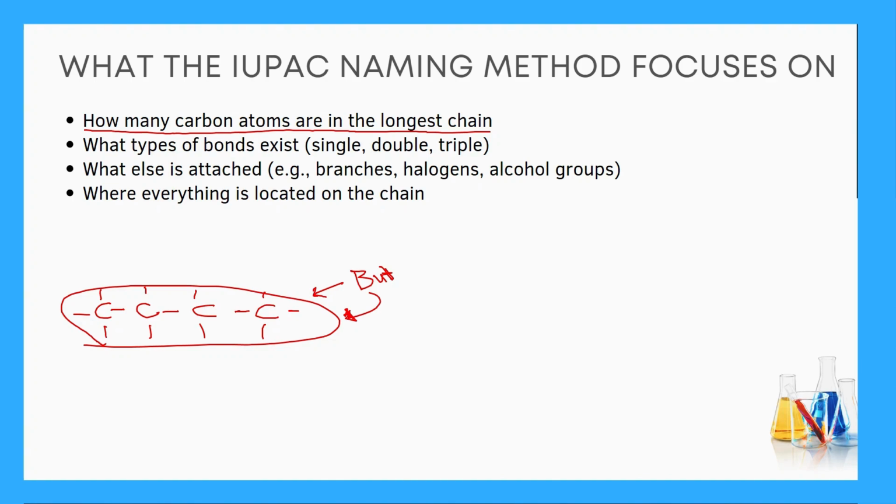The next thing that the IUPAC naming method focuses on is the types of bonds that exist. It is possible for carbon to have a single bond.